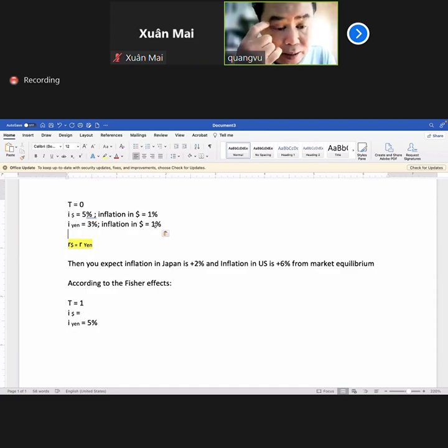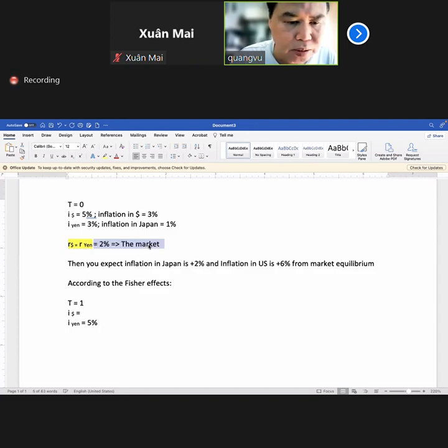You got it? No. Inflation in the US is 3%, and then inflation in Japan 1%. And then you get a real interest rate in dollar exactly equal to the real interest rate in yen, exactly equal 2%. You follow me? 2%, and then the market is in equilibrium.